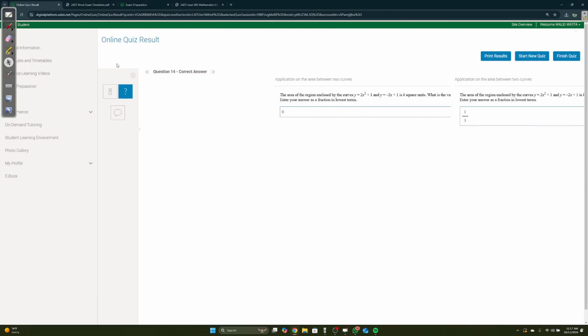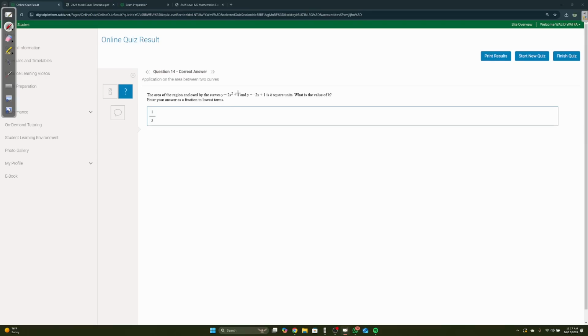Question 14. The area of the region enclosed by these two curves is k. Obviously, first thing you do, find your bounds. So 2x squared plus 1 is equal to minus 2x plus 1. I'm just going to cancel 1 with 1 fast. 2x squared equals minus 2x. Please don't do what I'm going to do now, okay? I'm going to show you what not to do. If you do this, in your externals, you're going to get 0. In your CA, you're going to get 0. In your periodic, you're going to get 0. It's not math, okay? 2x squared equals minus 2x.